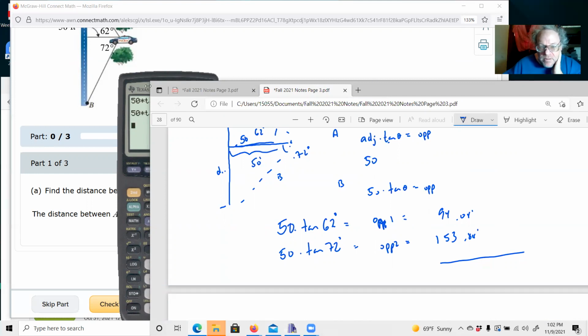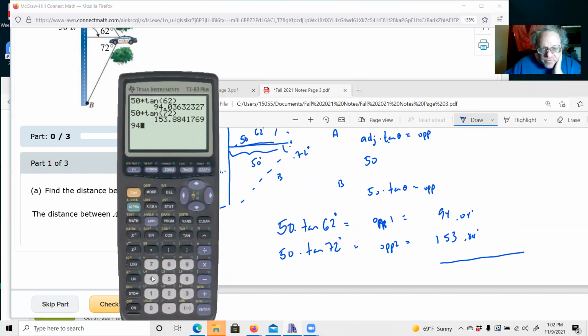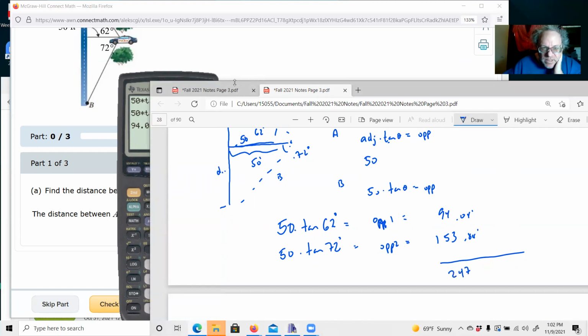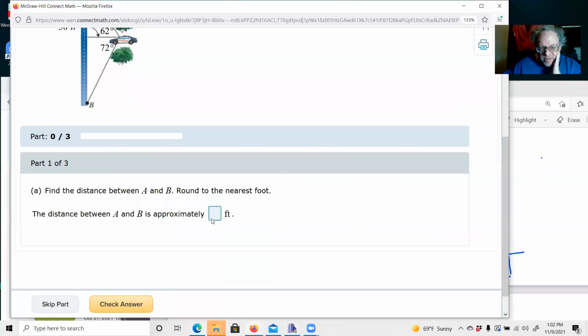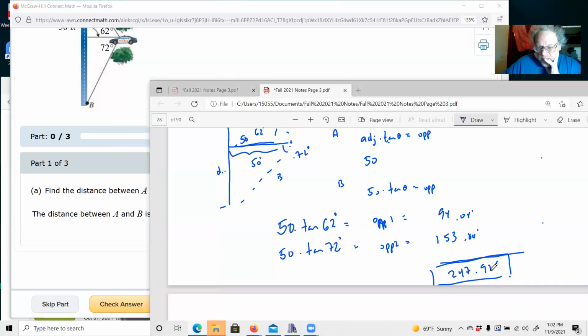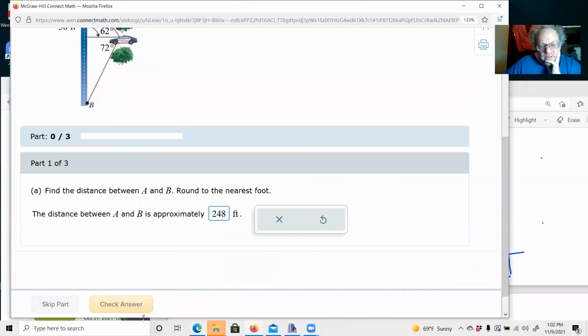And then we just add those up. That's going to be 94.04 plus 153.88, right? Very good. So that's 247.92 feet, and then we're good. So our distance is, what do we have? To the nearest foot, 248. All right. 248. Okay, look at that.